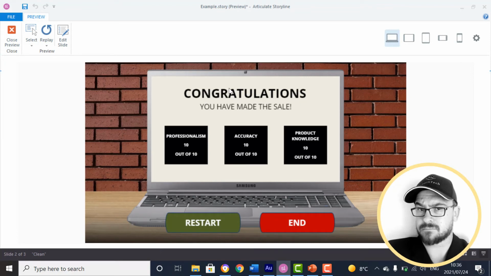Fantastic, we've won the game, and we can see I've got 10 out of 10 for professionalism because I chose the best possible response. I've got 10 out of 10 for accuracy because I didn't make any spelling mistakes when I captured the user's information, and I did select the best package, so I did get 10 out of 10 for product knowledge. Let's restart again and let's see if we can make some mistakes and see how this will affect our situation.